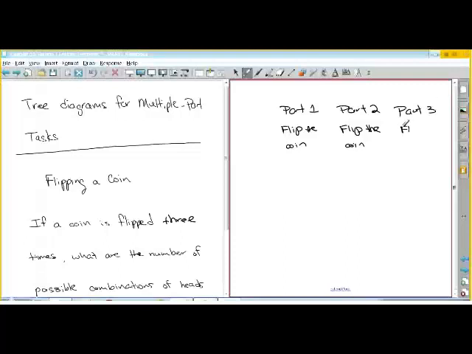And the third part of the process is you're going to flip the coin again, and then you're going to get some result.